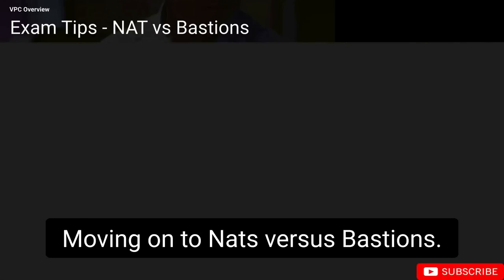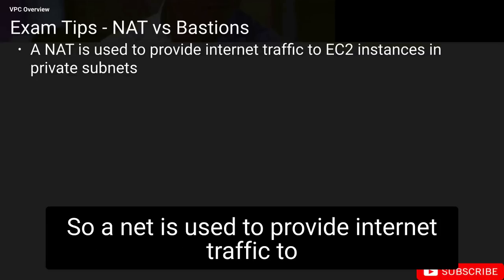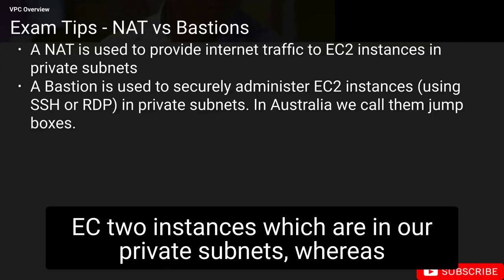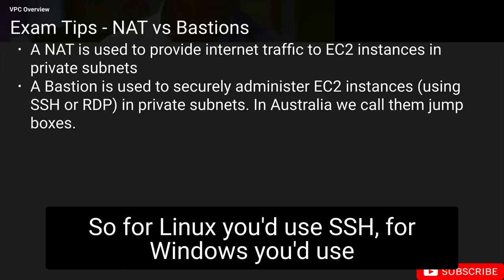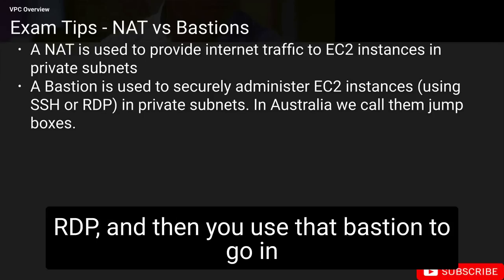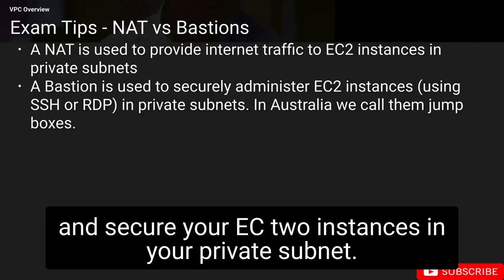Moving on to NATs versus bastions. So a NAT is used to provide internet traffic to EC2 instances which are in our private subnets, whereas a bastion is used to securely administer EC2 instances. So for Linux, you'd use SSH. For Windows, you'd use RDP. And then you use that bastion to go in and administer your EC2 instances in your private subnets.